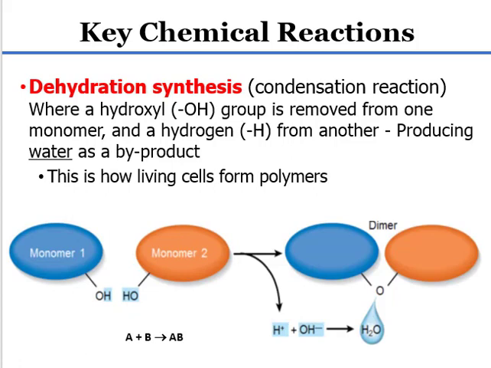The dehydration synthesis reaction, also known as a condensation reaction, is where a hydroxyl group, remember that's the OH, is removed from one monomer and a hydrogen from another, producing water as a byproduct. In this case, we are joining two smaller monomers together to form something bigger. These reactions will form large, highly branched, diverse chains that can serve as the backbone for a wide variety of other important compounds that we will look at throughout this semester.